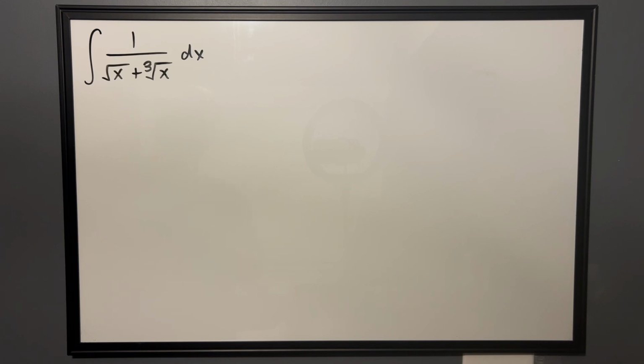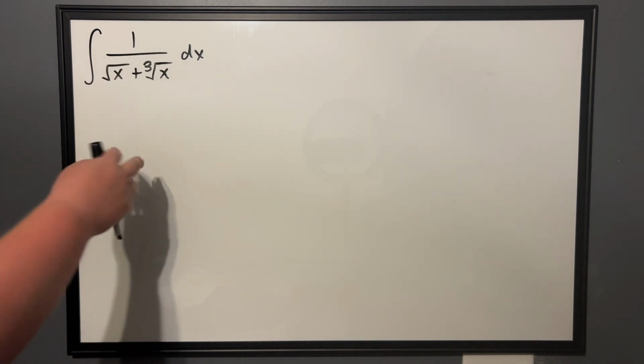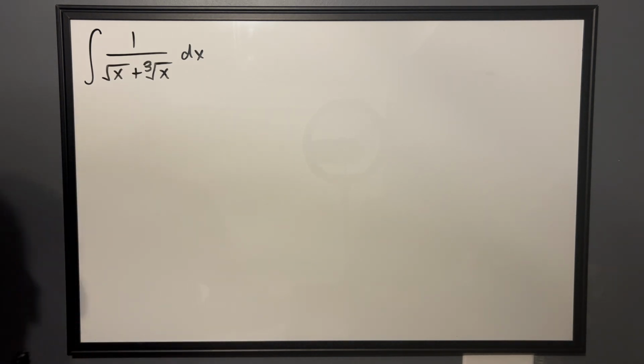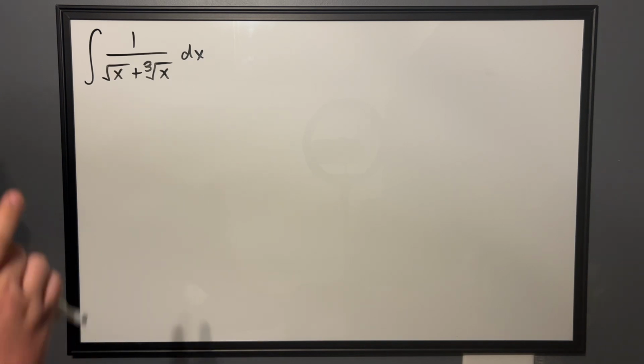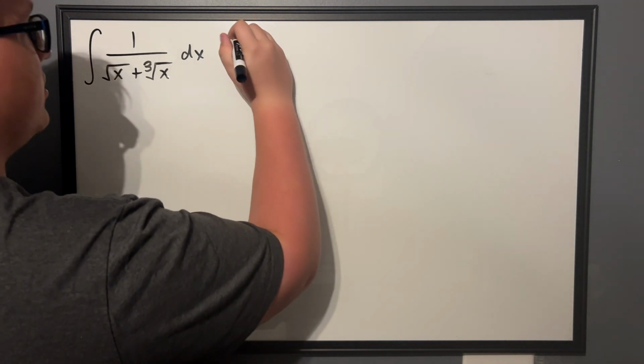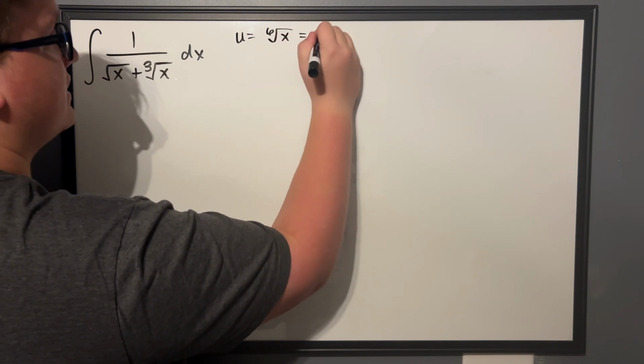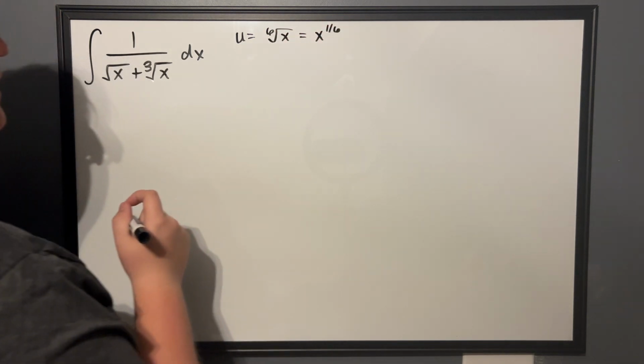So we need something that's going to be a common multiple of the square root and the cube root. Well, we know that 2 and 3, their least common multiple actually is 6. So what we're going to do is choose u to be equal to the 6th root of x, which of course is equal to x to the 1/6 power.